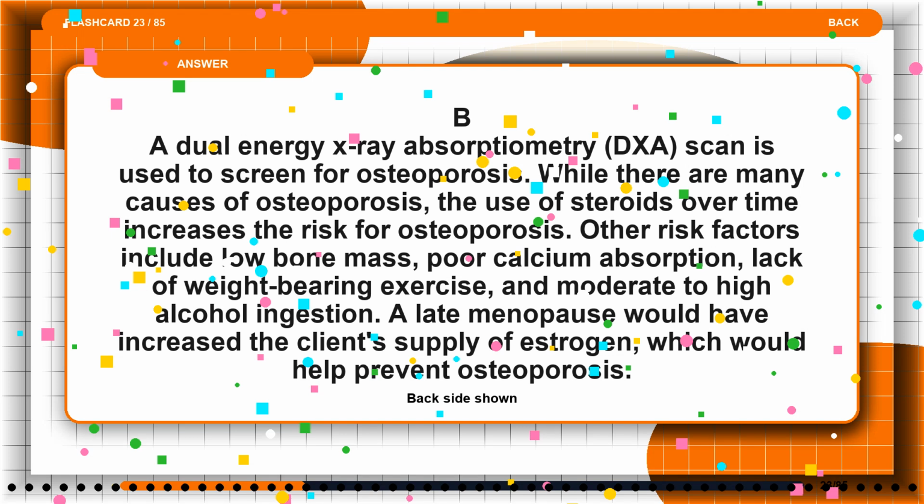The answer is B. A dual energy X-ray absorptiometry (DXA) scan is used to screen for osteoporosis. While there are many causes of osteoporosis, the use of steroids over time increases the risk for osteoporosis. Other risk factors include low bone mass, poor calcium absorption, lack of weight-bearing exercise, and moderate to high alcohol ingestion. A late menopause would have increased the client's supply of estrogen, which would help prevent osteoporosis.